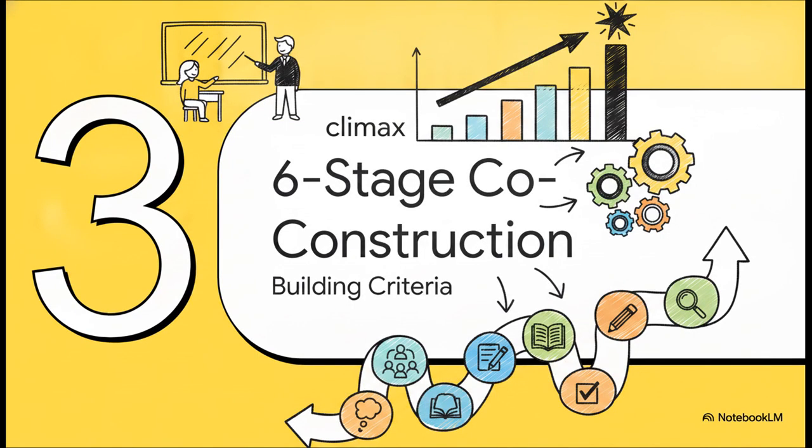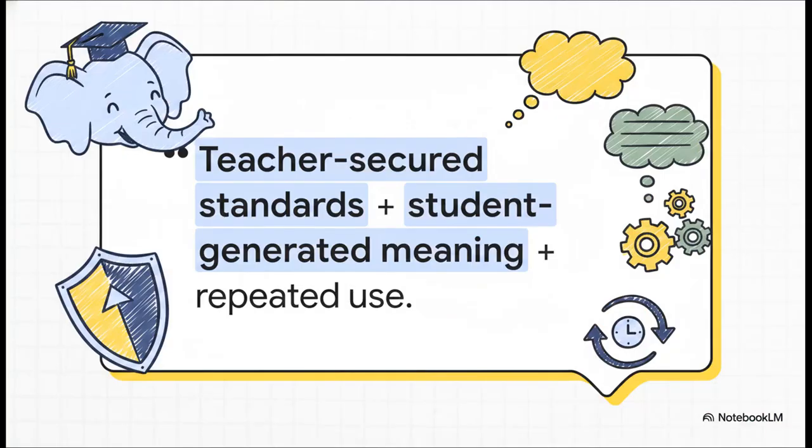Section 3. The 6-stage co-construction cycle. Building criteria. All right, we've reached the climax of our explainer. But first, let's address the elephant in the room. Co-constructing criteria does not mean letting students negotiate away academic rigor. No way. The formula is teacher-secured standards plus student-generated meaning plus repeated use during the task.